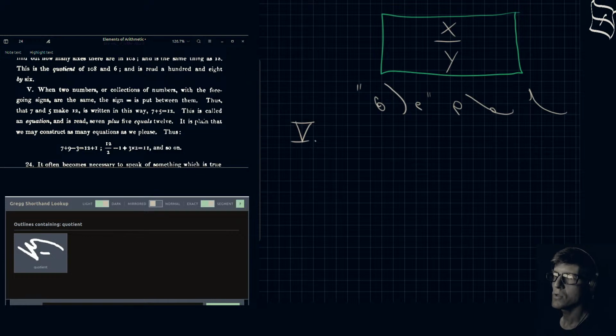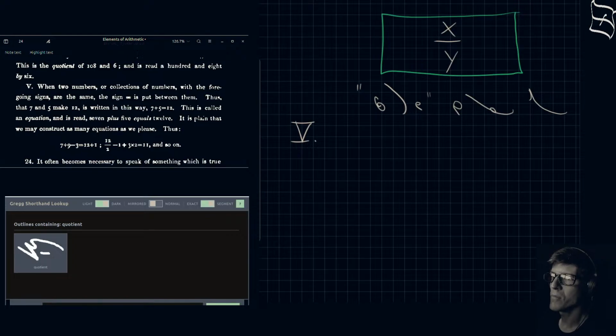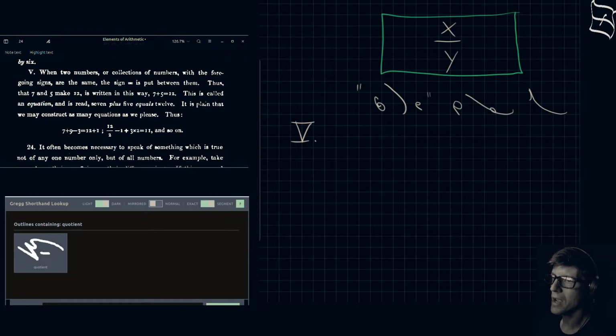When two numbers or collections of numbers with the foregoing signs are the same, a certain symbol is put between them. Thus, that 7 and 5 make 12 is written in this way. 7 plus 5 equals 12. This is called an equation and is read 7 plus 5 equals 12. It is plain that we may construct as many equations as we please. Thus, and then he gives different forms and different operations, okay?